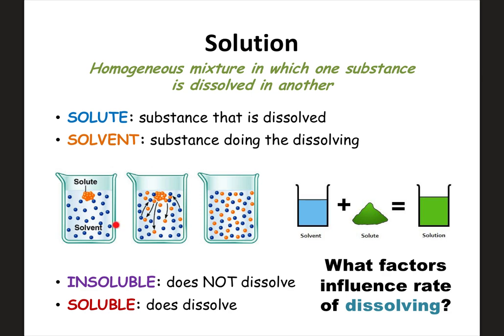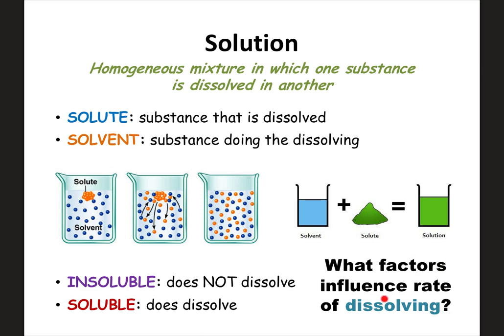So if you look at this picture here, you can see the solute is added, and it's pretty much like the solvent is attacking the solute, and it becomes evenly distributed until you get that homogeneous mixture. All right, so the solute is dissolved by the solvent. And just remember a couple terms here. Insoluble is when something does not dissolve, and soluble is when something does dissolve.